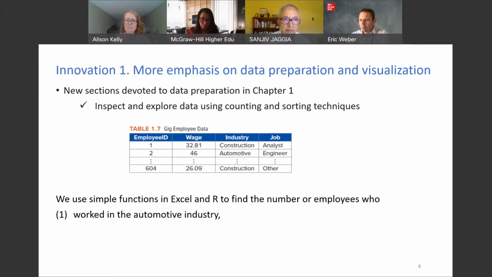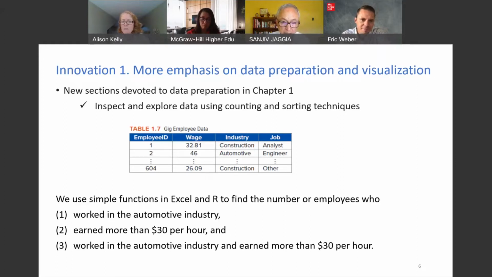Maybe answering some questions for the company, like how many of these employees worked in the automotive industry? How many earned more than $30 an hour? How many worked in the automotive industry and earned more than $30 an hour? We just use simple counting and sorting rules in Excel to show students how to get a preliminary understanding of the data. And we feel that then helps them later on in the course when we all get those questions: I didn't know what equation to use. Well, many times they just don't know what kind of data they're actually dealing with.